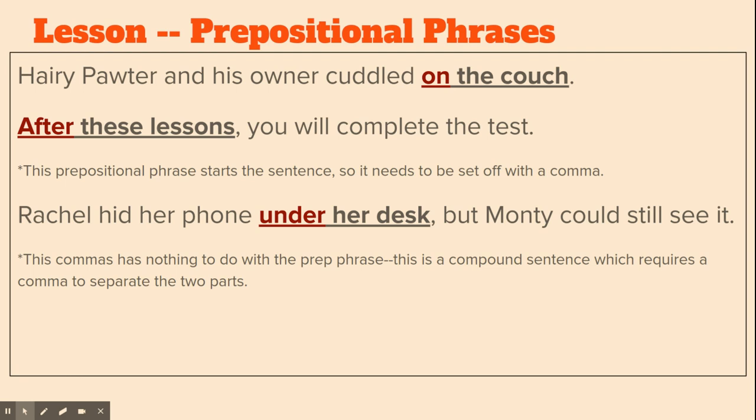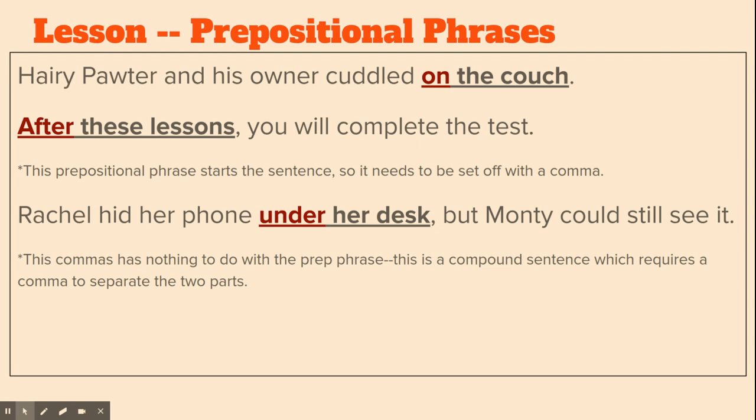Let's look at some examples. Harry Potter and his owner cuddled on the couch. In this sentence, the preposition is on, and on the couch is the prepositional phrase. Another example is, after these lessons, you will complete the test. In this sentence, after is the preposition, and the prepositional phrase is after these lessons. This second example has the prepositional phrase at the beginning of the sentence, which means it has to be set off with a comma.